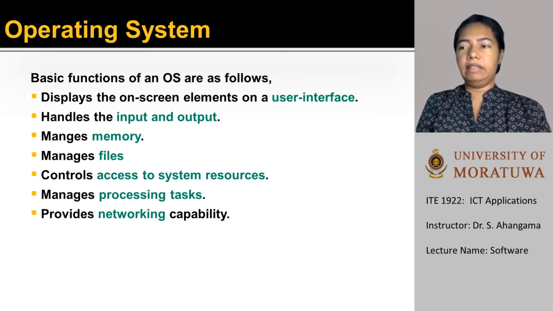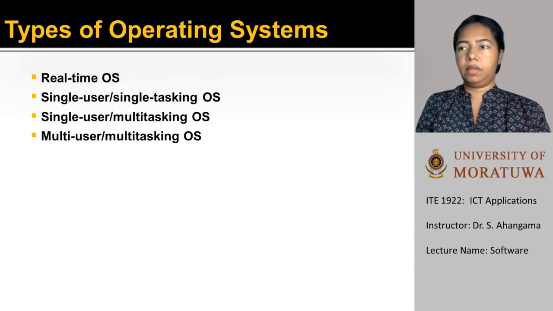Finally, we can consider networking capability. Features and capabilities of the operating system aid users in connecting to a computer network. Operating systems can be organized into four main types as follows.